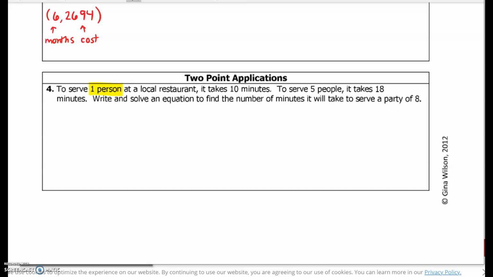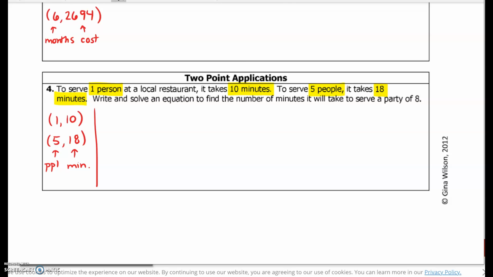To serve 1 person at a local restaurant, it takes 10 minutes. To serve 5 people, it takes 18 minutes. Write and solve an equation to find the number of minutes it will take to serve a party of 8. So for 4, 5, and 6, you're actually given X and Y combinations. The first one on number 4 would be 1 person takes 10 minutes to serve, and 5 people, it takes 18 minutes to serve. So you can see that X is the number of people and Y is the number of minutes. Okay?